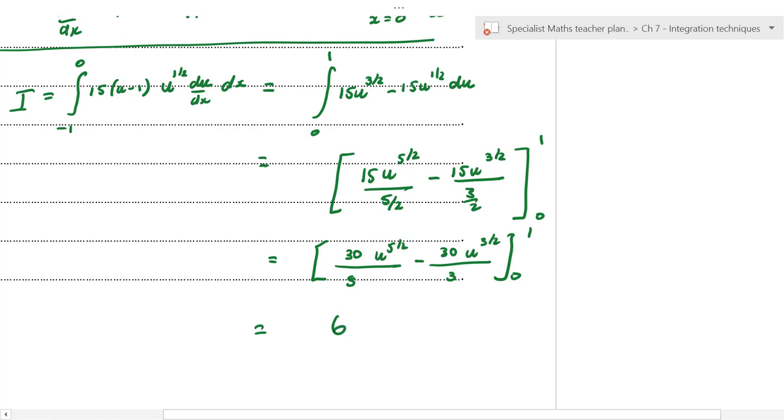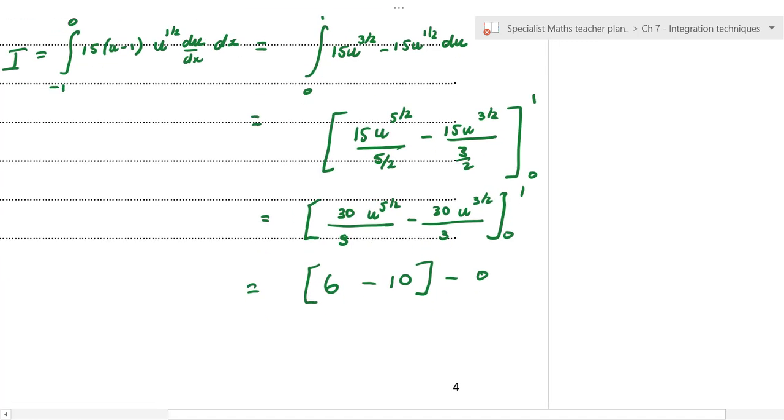6 minus 10, and then that's going to be minus 0, isn't it? So therefore the answer is, another negative answer? Negative 4.